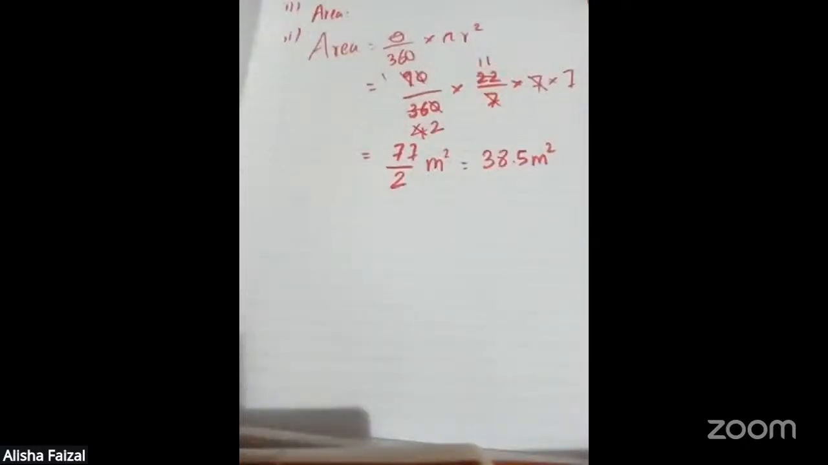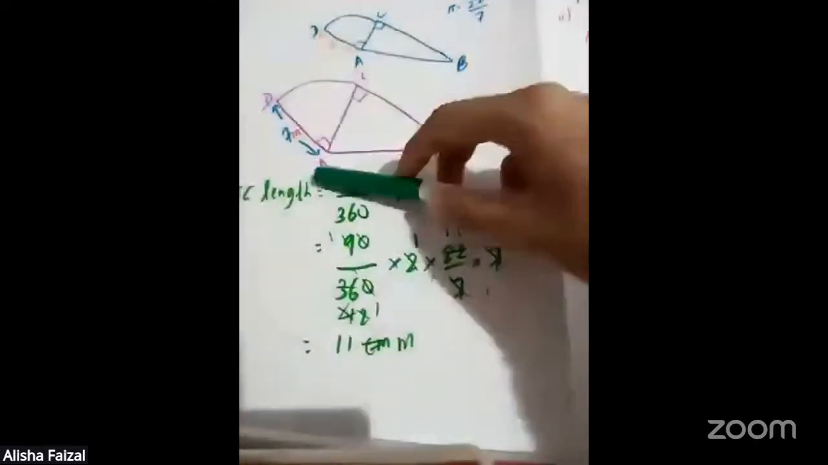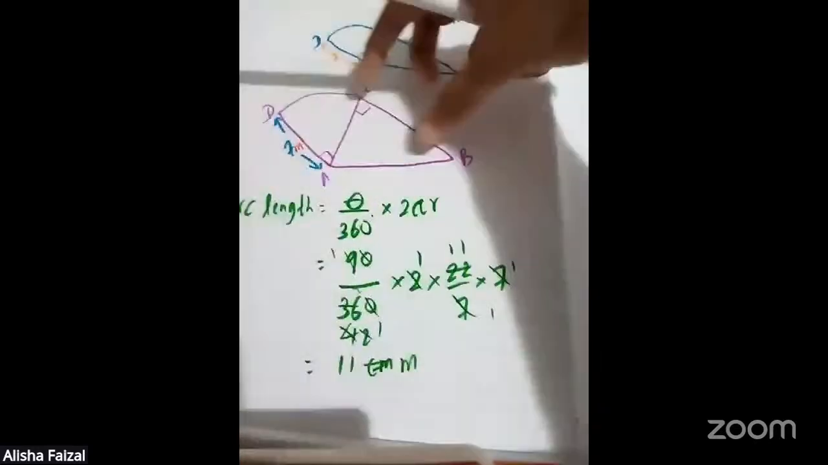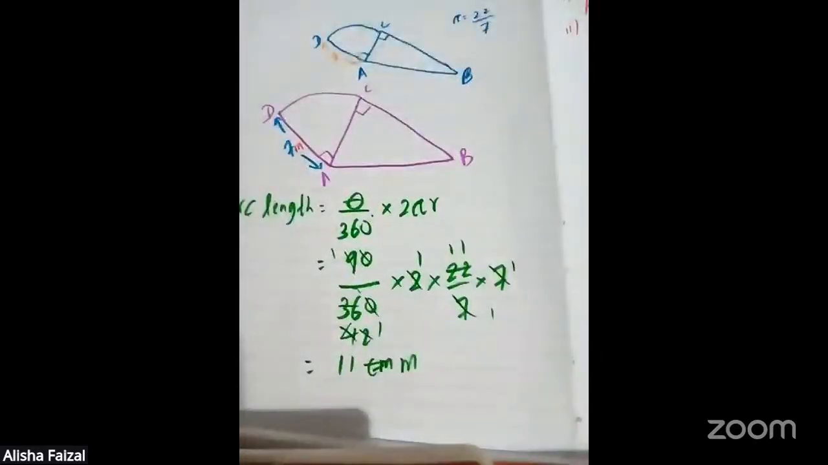Third question. What does it say? If the area of the piece of land ABC, what is ABC? ABC is the triangular piece. The area is 42 meters square. Find the length of BC. Find the length of BC. This one. Now look here.